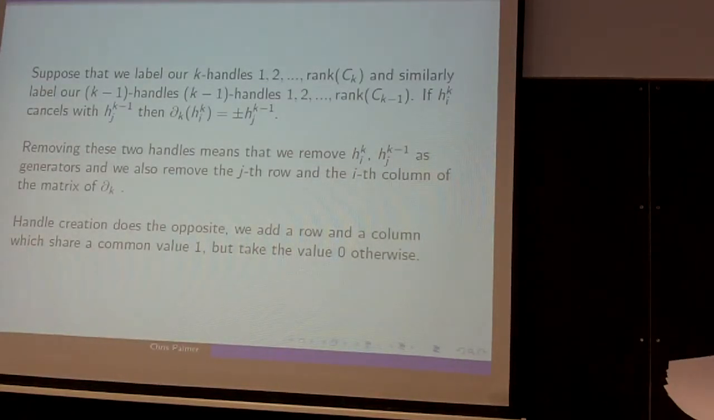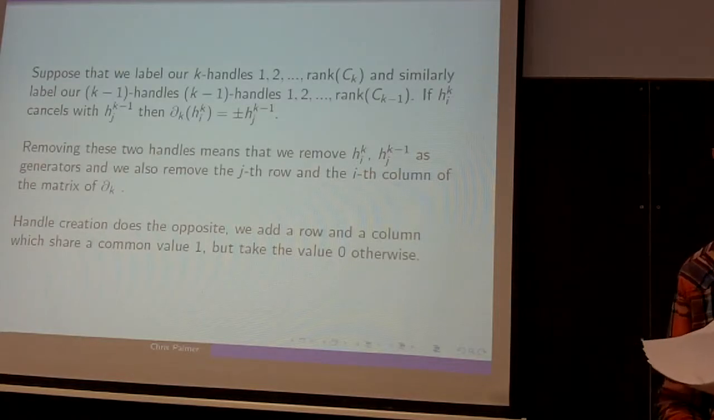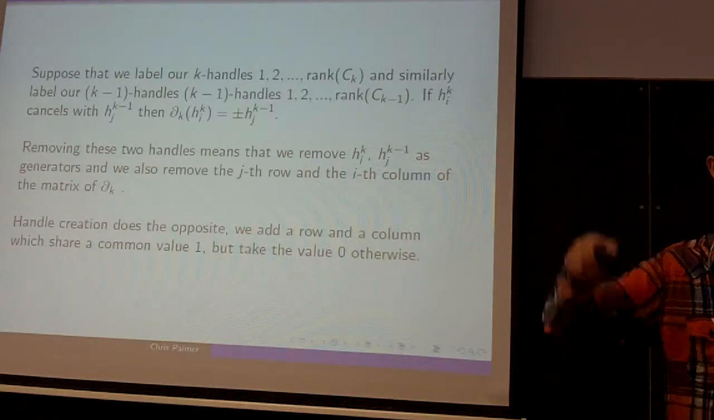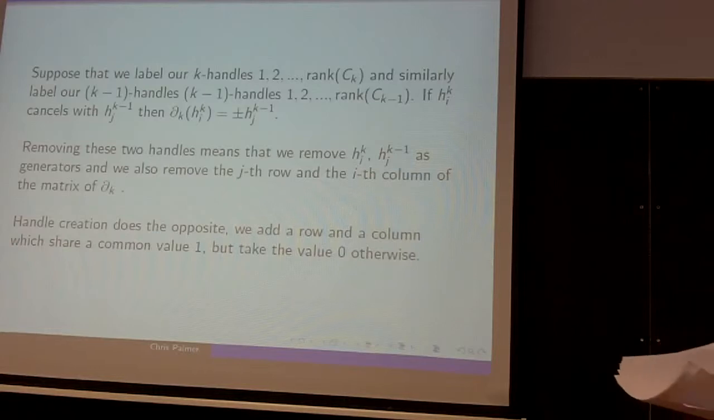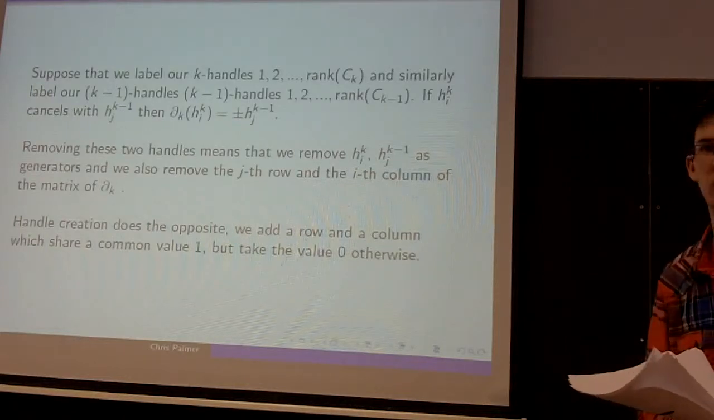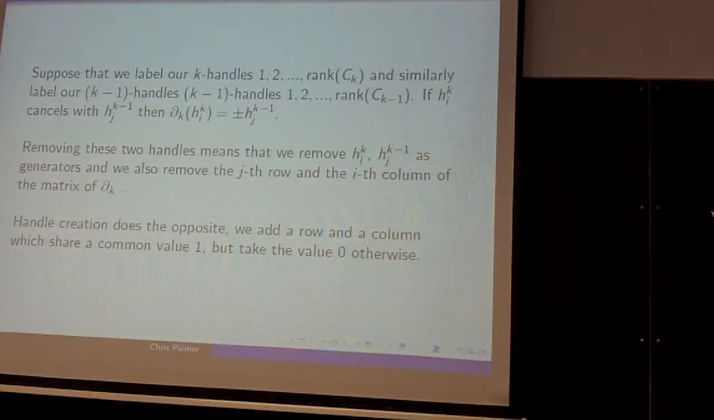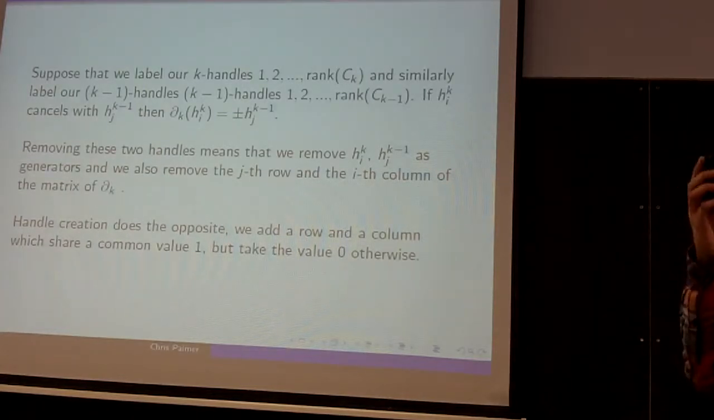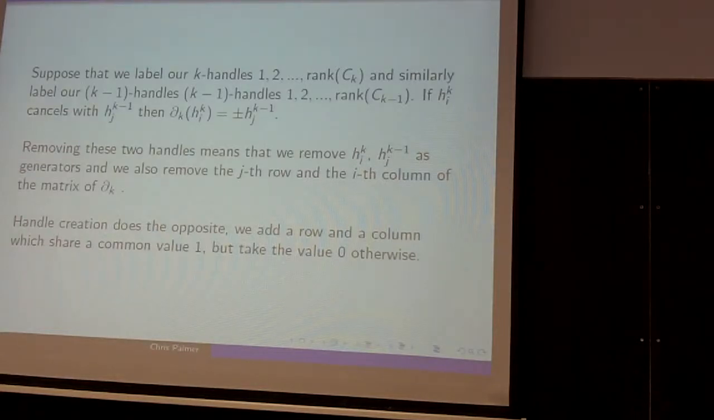if our k handle h^k_i cancels with our k minus 1 handle h^{k-1}_j, it means that in the ith row and the jth column, or maybe the jth row and the ith column, you have a plus minus 1, so you simply get rid of that row and that column. Okay? And so in fact there's a reverse process to handle cancellation, which is handle creation, which is where you just add a cancelling pair of handles, and this does the opposite. This will add two generators and then add an extra row and an extra column in the matrix, which the row and the column will consist of zeros apart from one shared 1.